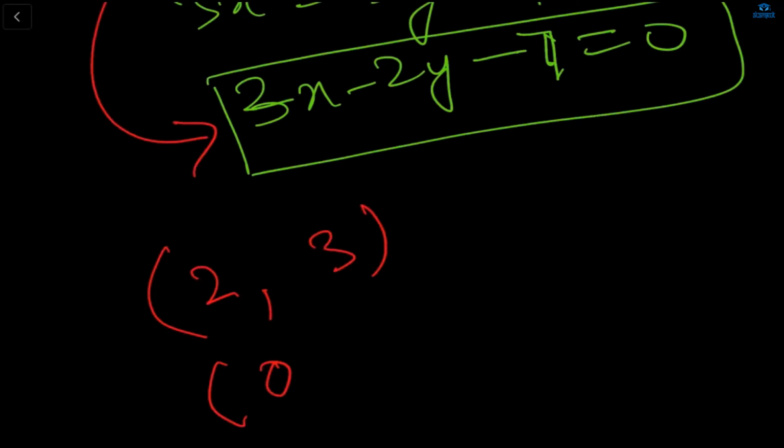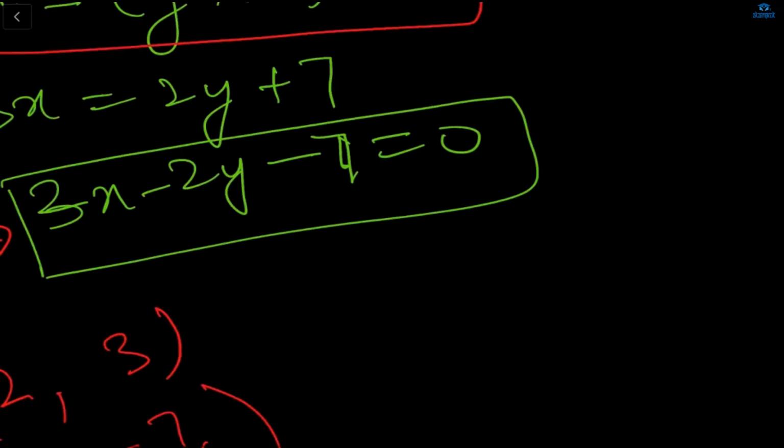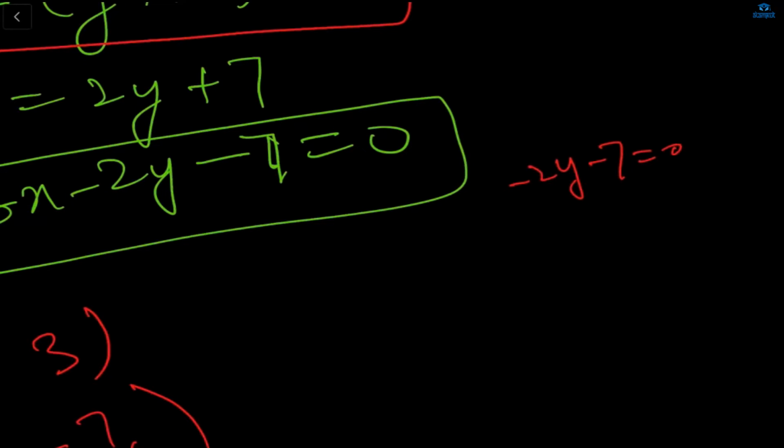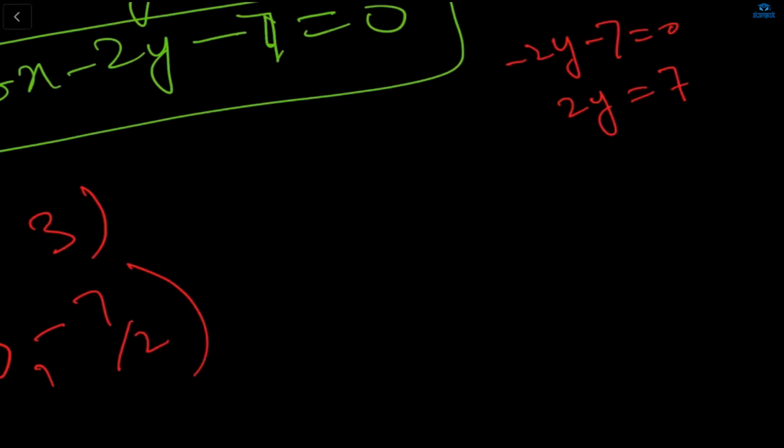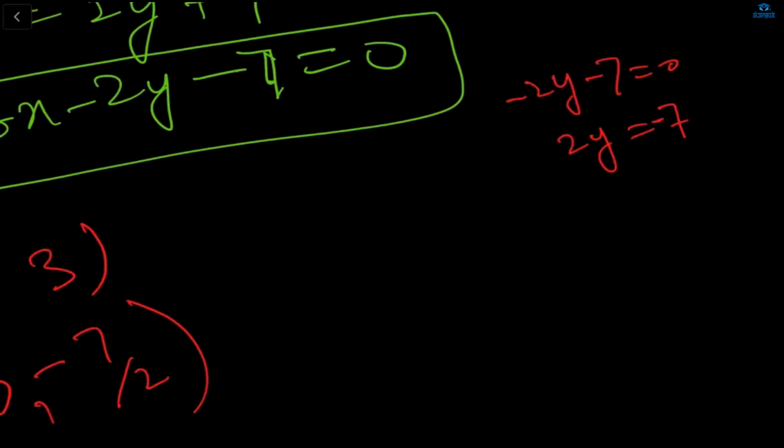If you will keep x as 0, then what will you get? y will be 7 by 2. Oh, yeah, minus 7 by 2, in fact. Not only 7 by 2, because it is minus 7. See, if you keep x value as 0, it will be minus 2y minus 7 is equal to 0. So 2y is equal to minus 7, and y is minus 7 by 2. Check, it will be minus 7 by 2.